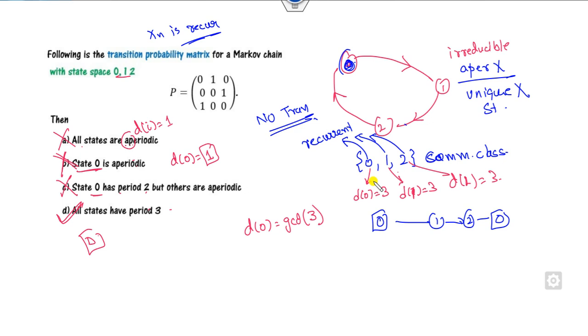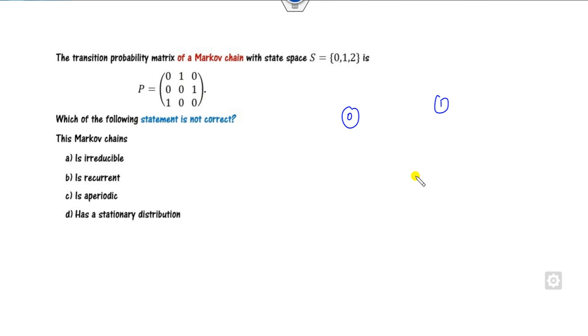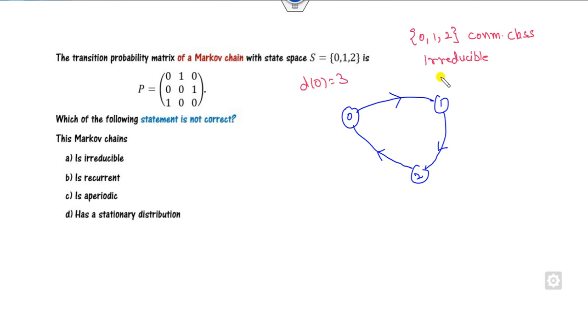Like here, this is the same example. So 0, 1, 2, 1 to 2, 2 to 1, and here this is the same. So we proved that 0, 1, and 2 are in the same communicating class. Also, they are irreducible. Okay, so the period of 0 is 3, so all have period 3. Is it aperiodic? No, it is not aperiodic. So they are the same. So 0 is a recurrent class. It means this is also recurrent, this is also recurrent. All the states are recurrent. So is it irreducible? Yes.